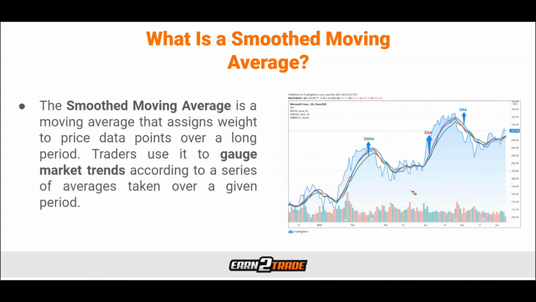This chart that we're looking at shows Microsoft, and we have on it both an SMMA, which is the green line, an EMA, which is the red line, and an SMA, our simple moving average, which is the blue line. And we can see how over the course of the same period of measurement, these lines did not follow the same exact trajectory, even though it was relatively similar.